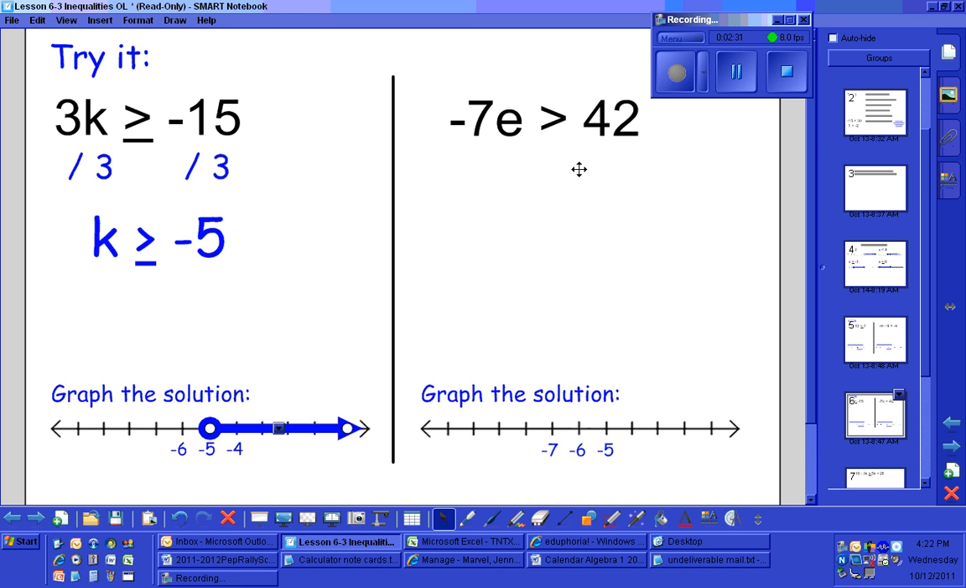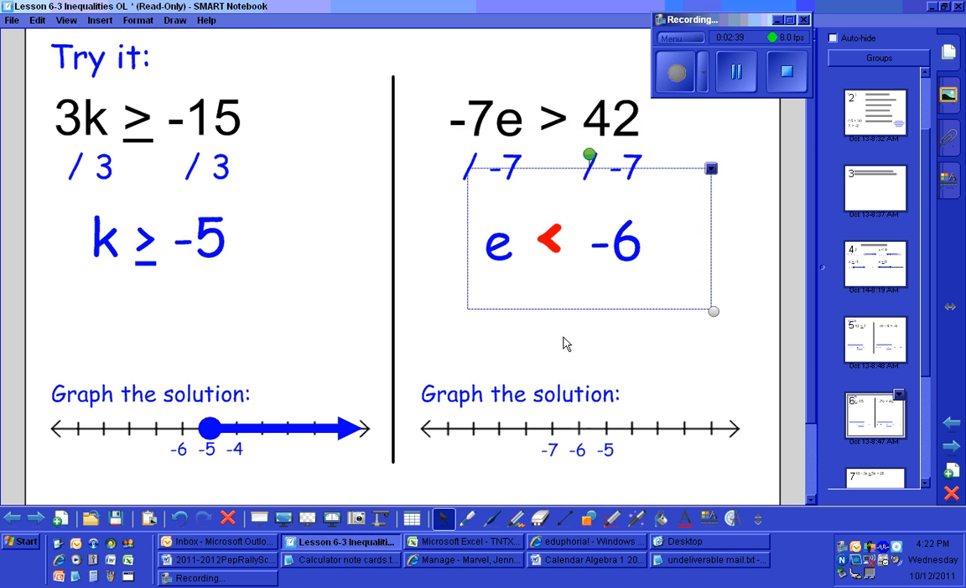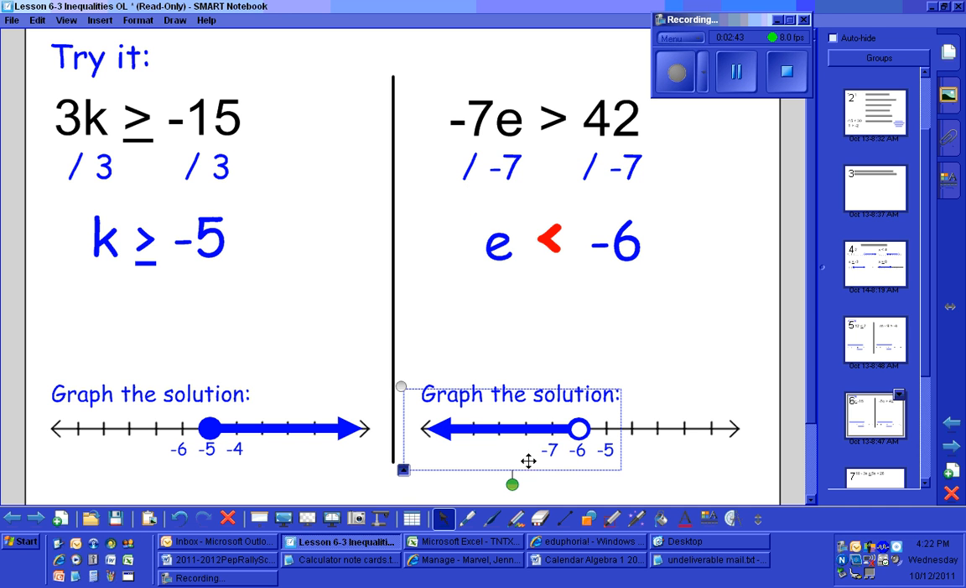And then finally, to solve this inequality, we divide by -7. Remember what happens when we divide by a negative, however. The inequality has reversed itself. And here's our solution, all values that are less than -6.